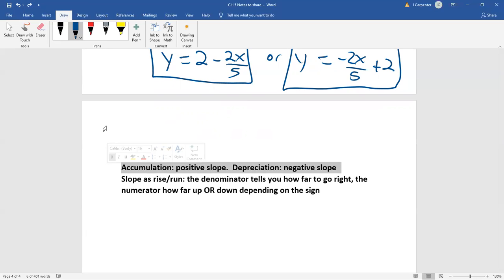So if you're talking about your home in the long term, your home will accumulate value as long as you're maintaining it. If you're talking about your car over a long period of time, your car is going to depreciate in value because car values go down and home values go up on average in the long run.